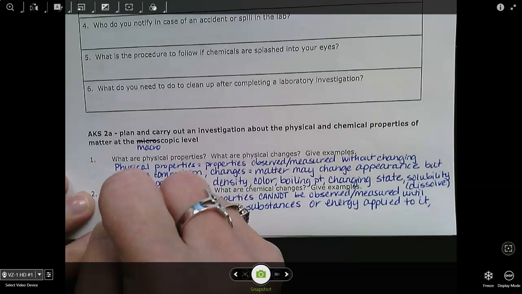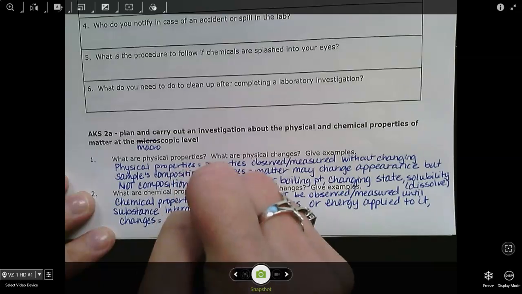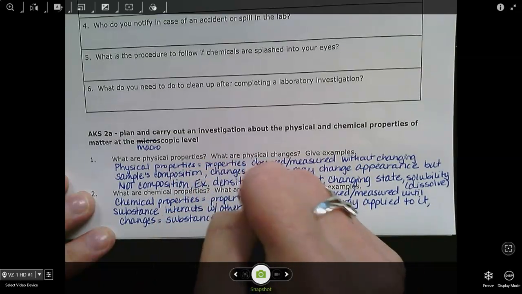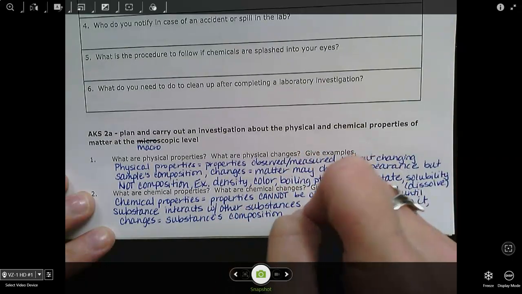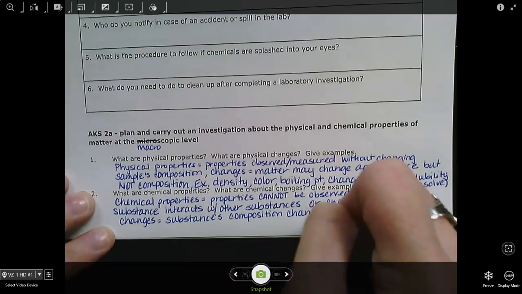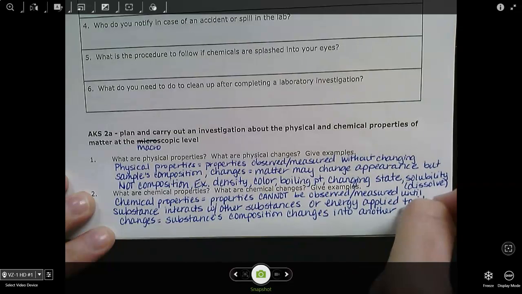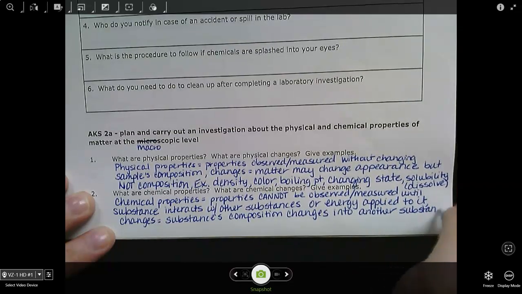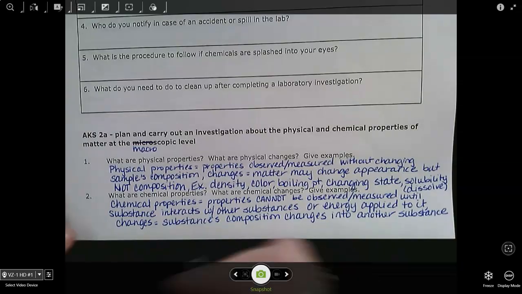Chemical changes are where the substance composition changes. So you no longer have the same chemical composition anymore. It is something new. So physical, your water changes state, you still have water. Here, water might have electricity run through it. You no longer have water, you no longer have H2O, you have hydrogen and oxygen gases. So that would be a chemical change.